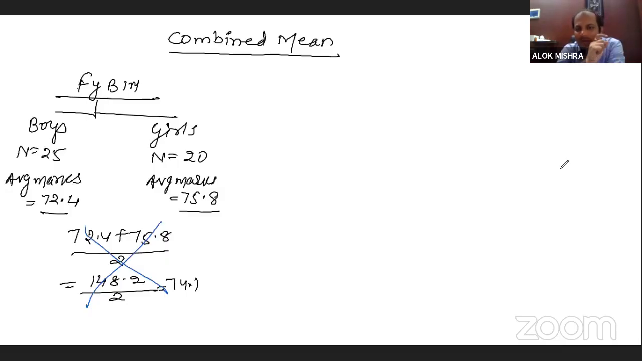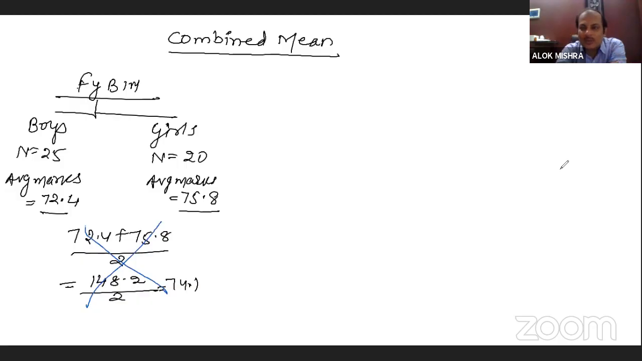To find the average marks, what I need to find is the total marks scored by the boys. Then I'll find the total marks scored by the girls. First, I have to find the total marks scored by the boys. Then I'll find the total marks scored by the girls. And third step, I'll add the total marks scored by the boys and the girls. So that gives me what? The total marks of the entire class. And then I'll divide by the total strength of the class. And that gives me the average marks of the class.